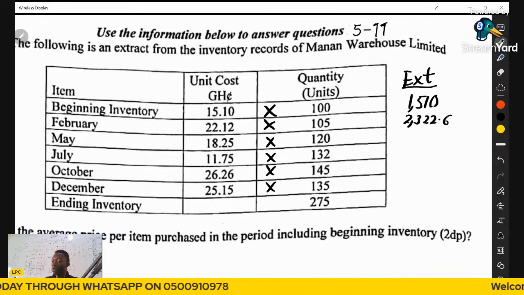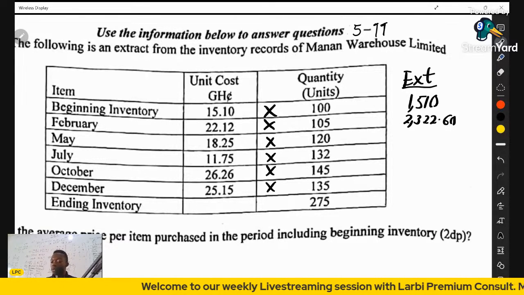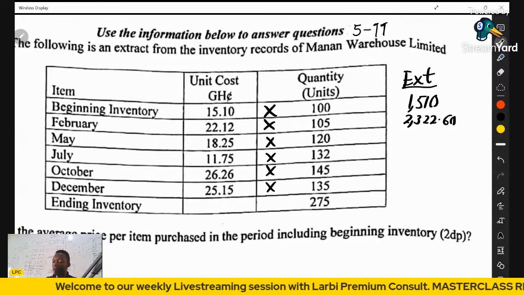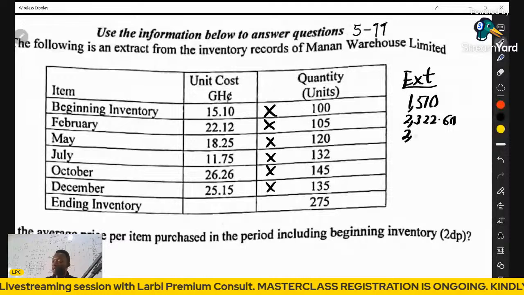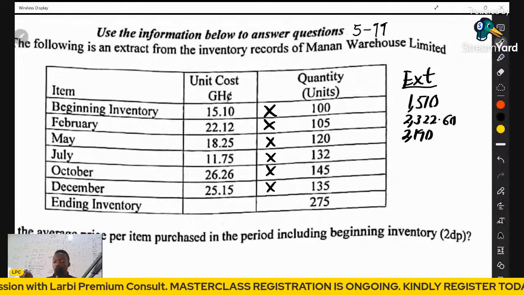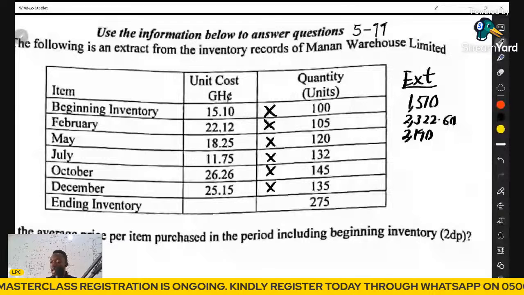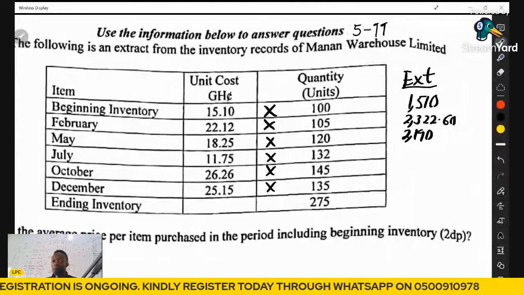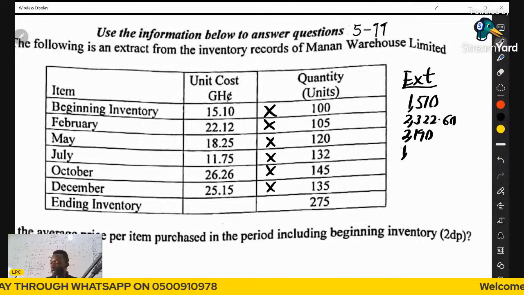With that, I had 2,322.60. Okay. And then we come to May. 18.25 multiplying 120. Follow the same logic. In my case, I had 2,190. And we come to July. 11.75 multiplying 132. What are we getting? I had a figure of 1,551.